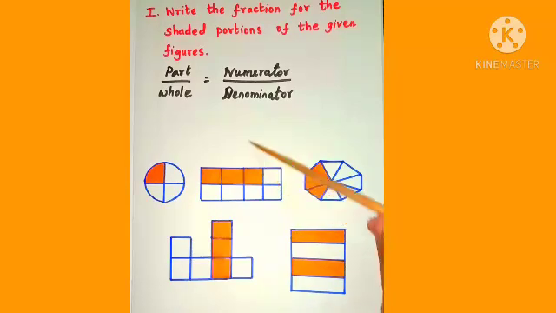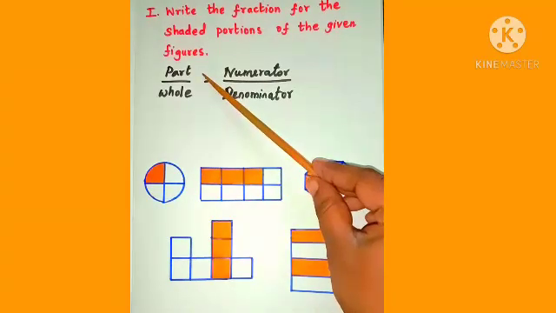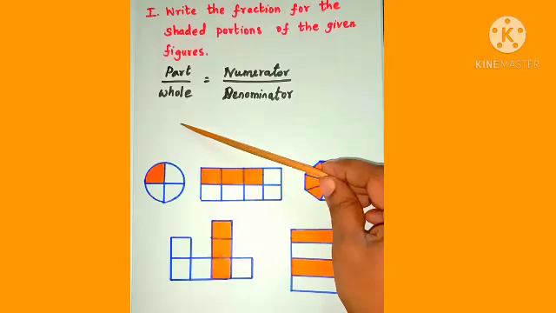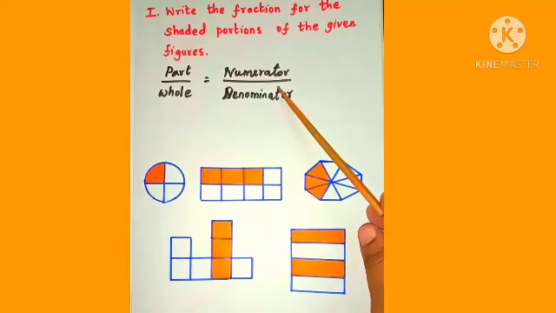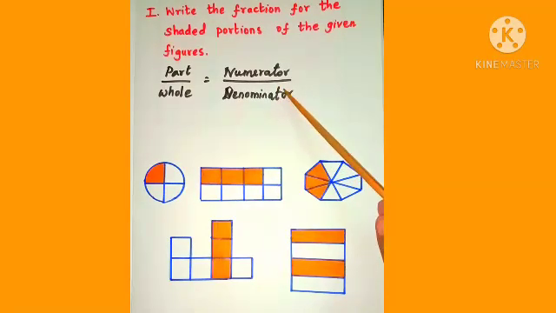Before that, we know that a fraction can be expressed in the form of part by whole, and part represents the numerator and whole represents the denominator. Numerator means the number of parts being shaded, and denominator represents the total number of parts that make up a whole.